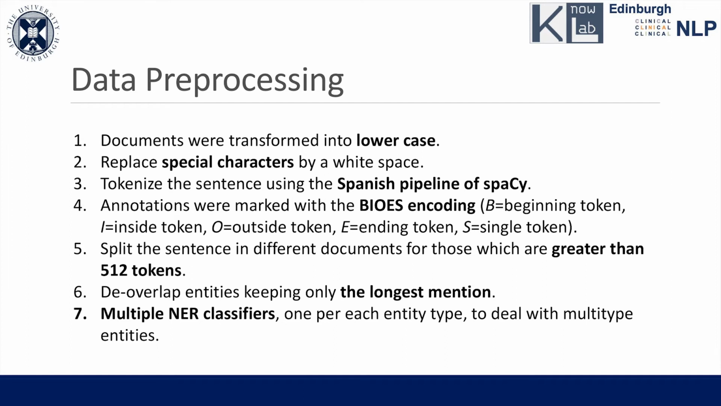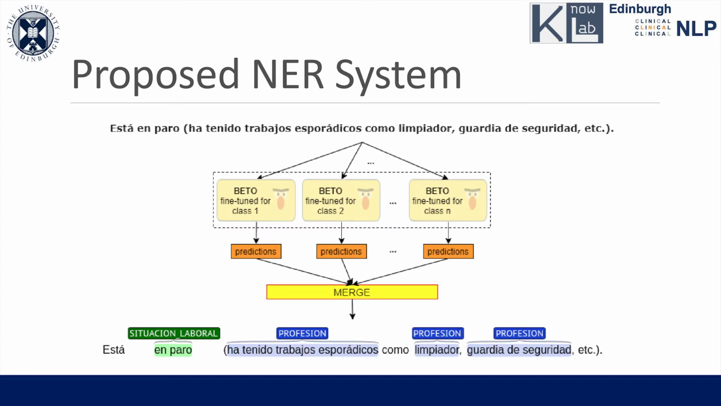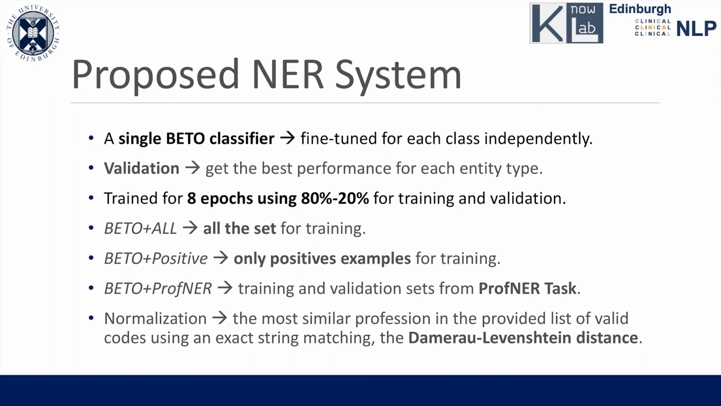Additionally, to deal with the multi-type entities, we followed a multi-classification approach where we have one classifier per class. This picture shows the complete system we implemented for tasks 1 and 2, which are the Named Entity Recognition tasks. As you can see, there are different classifiers that generate predictions, and then we merge all of them to create the final predictions over each document. Using the multi-classifier approach, we can fine-tune each model independently and take the best performance over the validation set.